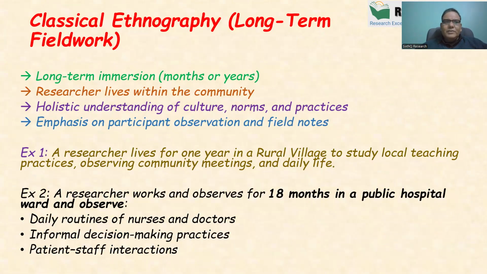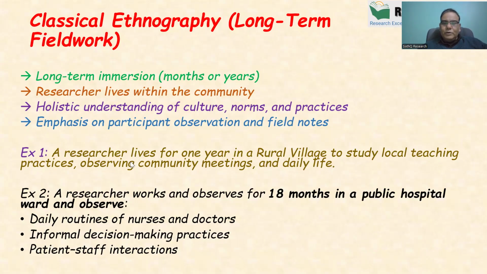It is a basic ethnographic study, and means you can start from the basic. So basic ethnography means it is long-term fieldwork. The key feature of this type of ethnography is long-term immersion, 2 years, 3 years, 4 years. The researcher lives within the community, holistic understanding of the culture, norms, and practices, emphasis on participant observation and field notes. So in this kind of ethnography, the researcher spends a very long period of time, minimum 1 year, in the place and observes all the things.